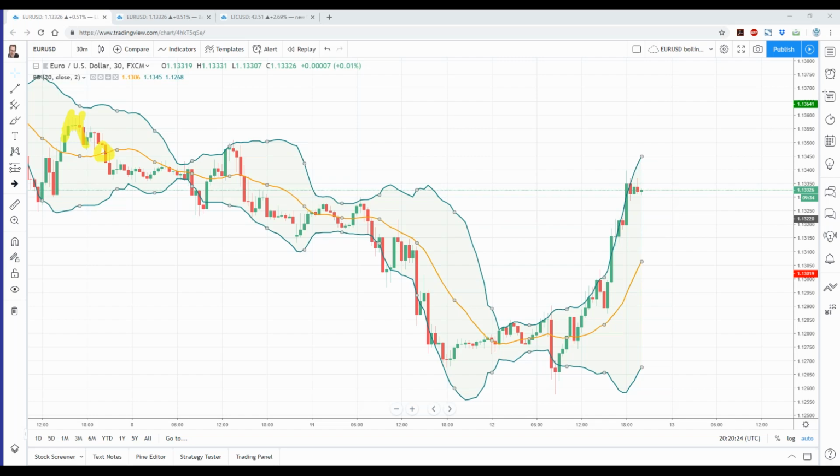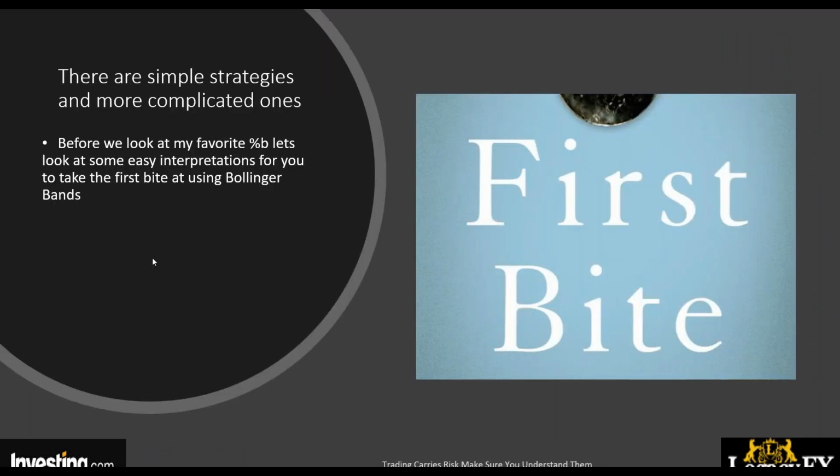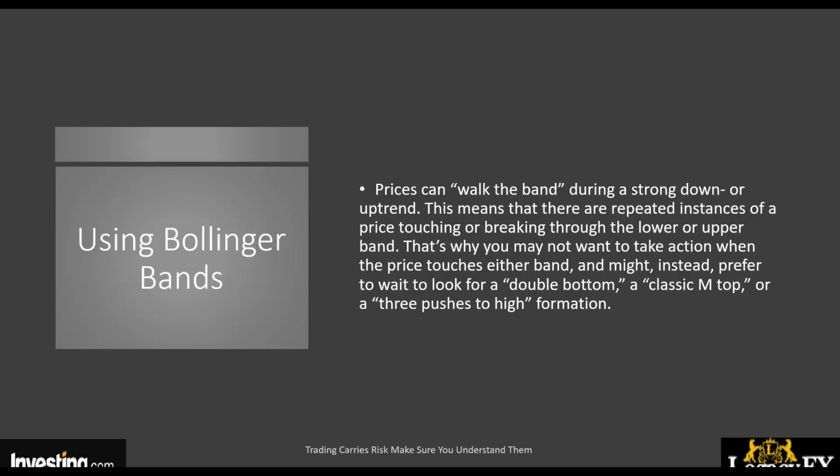I just want to go back to the PowerPoint to continue on. Okay, then we also have what we call price patterns. And what we look for in Bollinger Bands is a double bottom or double top, making the M or the upside down M, the W formation.